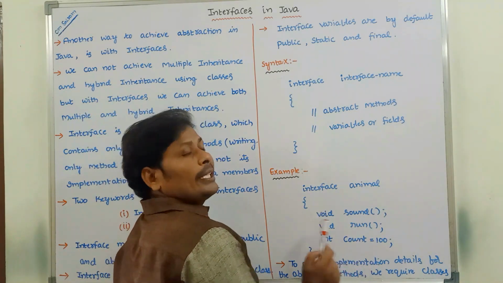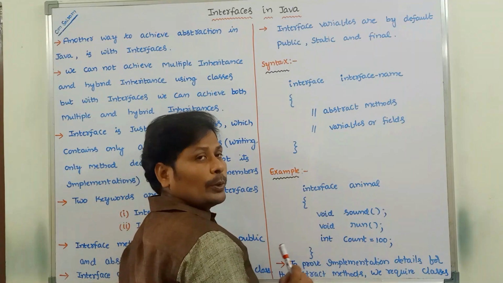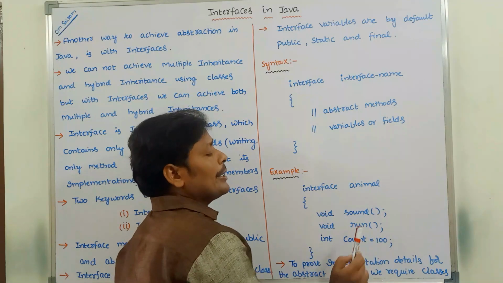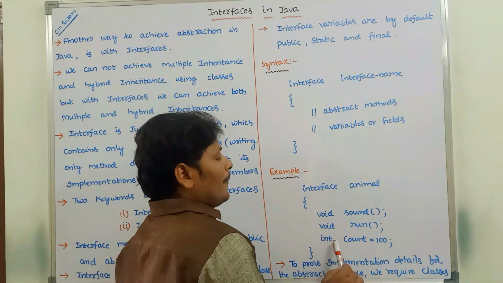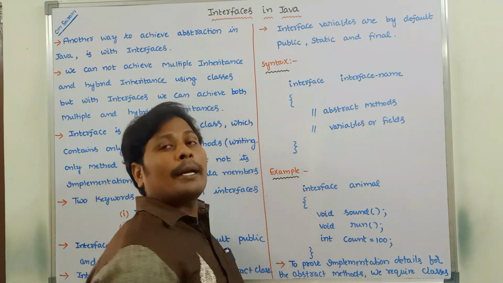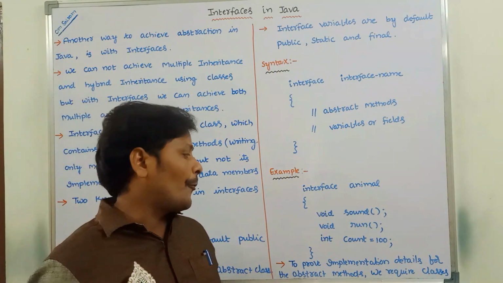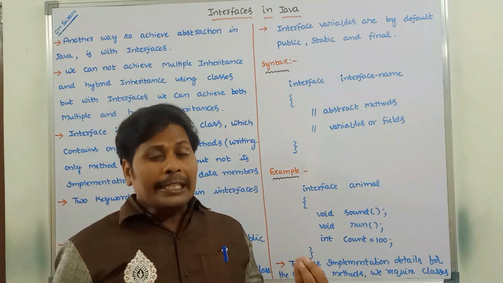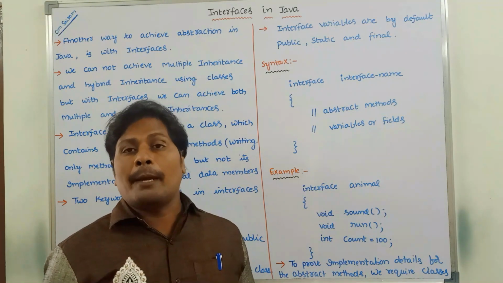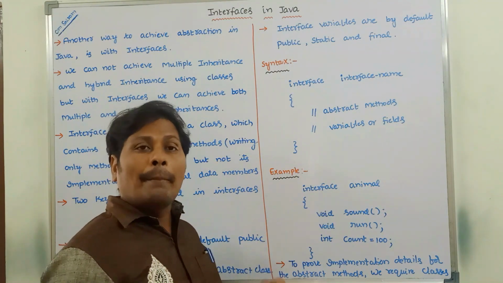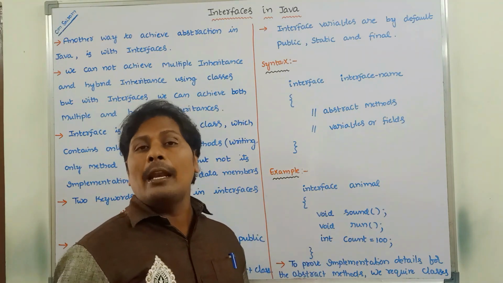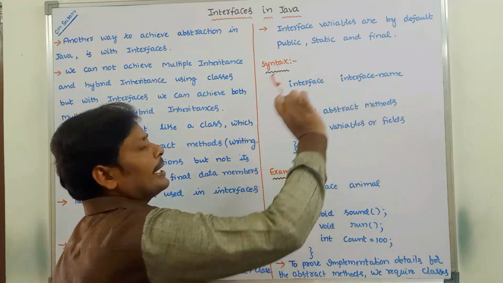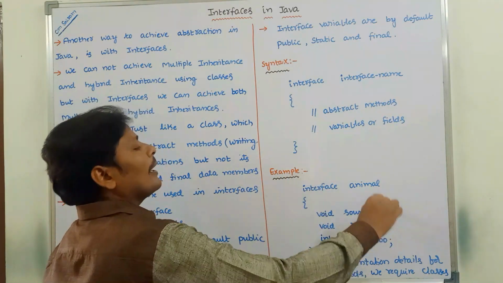Next, this is one data member: int count is equal to 100. Count is a data member, its data type is int, and it contains the value 100. By default this data member is final, so final int count is equal to 100. By default, interface data members or variables or fields are public, final, and static. So this is the syntax for creating the interface, and this is the example for interface.